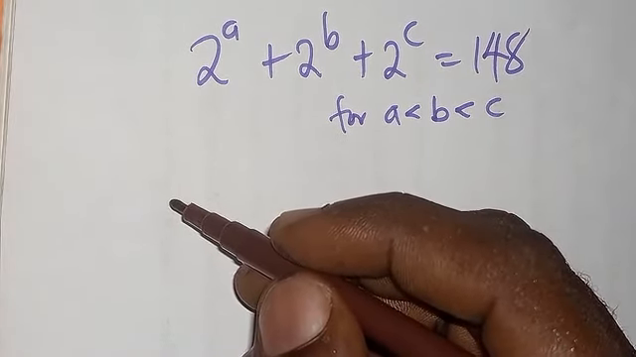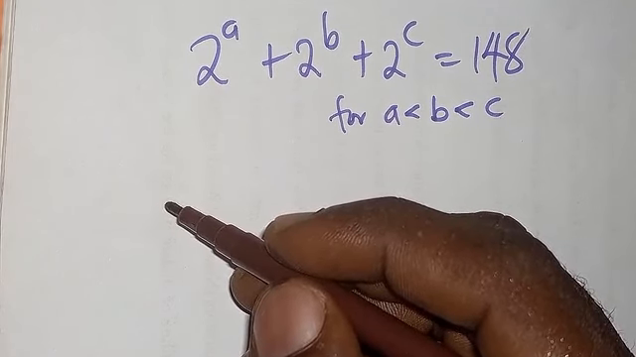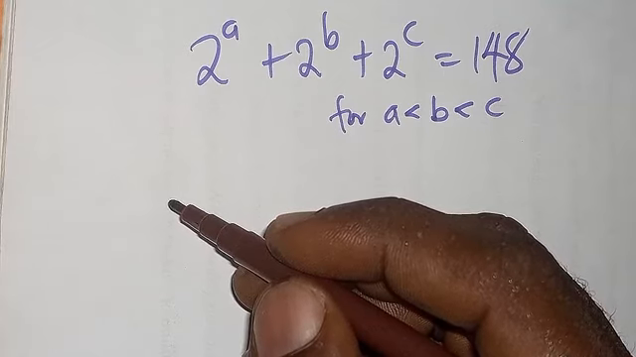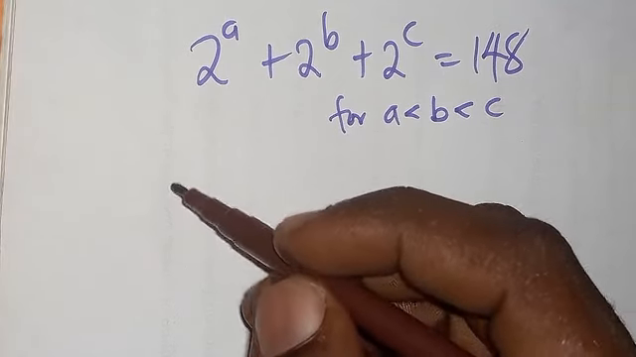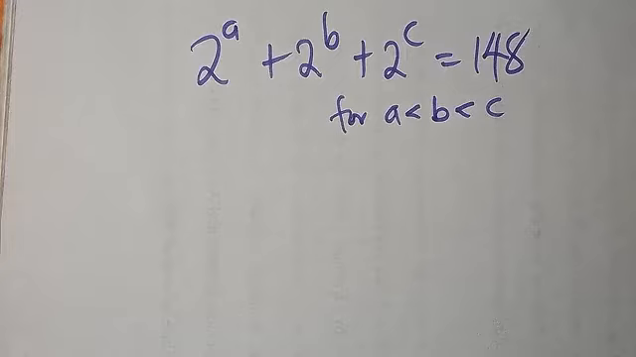Let's see how we are going to solve this problem here. We are given 2 to the power a plus 2 to the power b plus 2 to the power c equals 148. So we want to know the value of a, b, and c. Now let's see how we are going to do this.